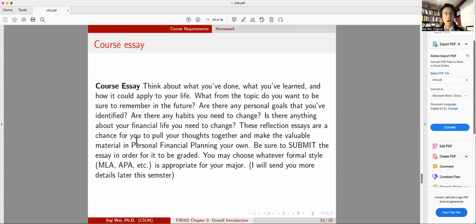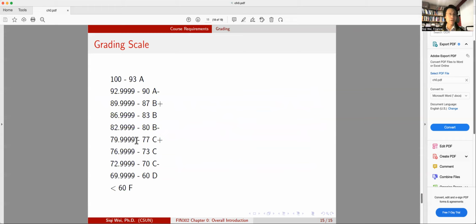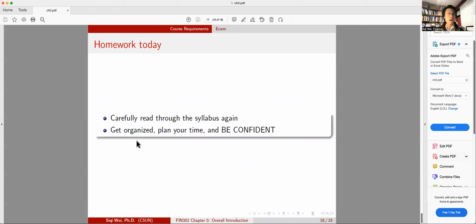Okay, so at the end of the semester, I'll ask you to turn in a paper, I would say a course essay, and you can focus on any topics I listed. I'll give you more details later on. So basically, you want to use the knowledge you learn from this class, try to address certain personal financial questions, and you want to be very specific in terms of the questions you are going to resolve. You don't need to worry about the detail at this moment. I will send a follow-up instruction in the second half of the semester. Okay, so speaking of the grading scale, I think it's very straightforward. It's on the syllabus. Yeah, so that's pretty much what I have for this video.